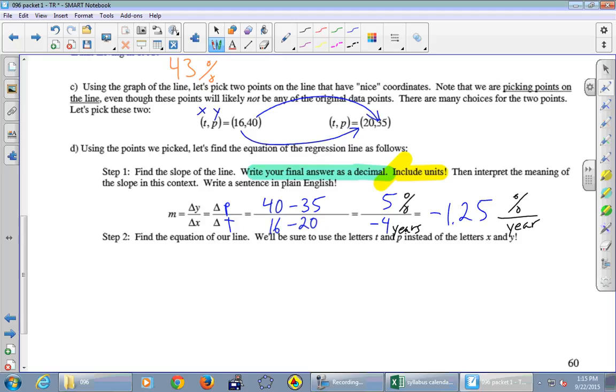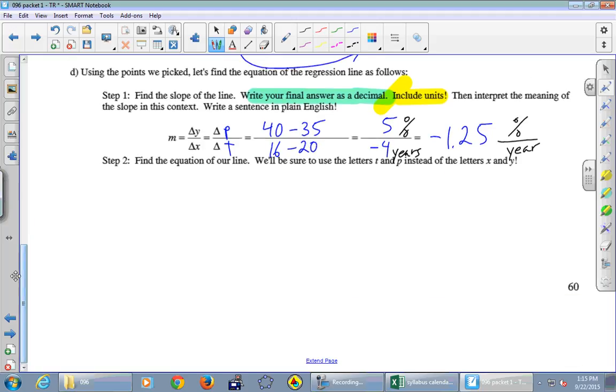So what does that mean was happening with the percentage of fatalities due to drunk driving? It was going down by 1.25% per year. That's our sentence. We'll just write it here. More practice interpreting slopes is a good thing.